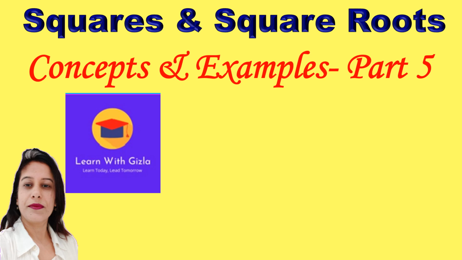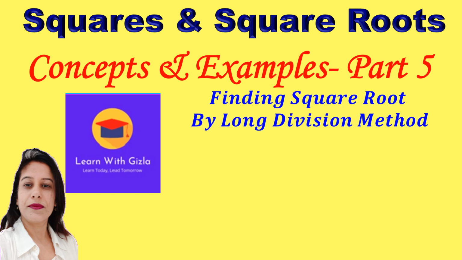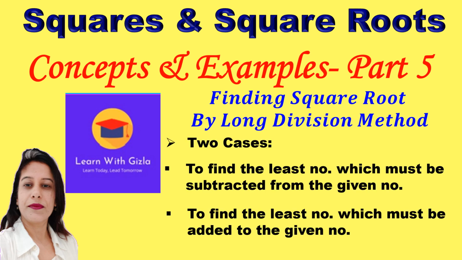This is the fifth part of the chapter Squares and Square Roots, where we are going to learn about two cases of long division method. In the first case, we have to find the least number which must be subtracted from the given number to make that number a perfect square. And in the second case, we have to find the least number which must be added to the given number to make it a perfect square.